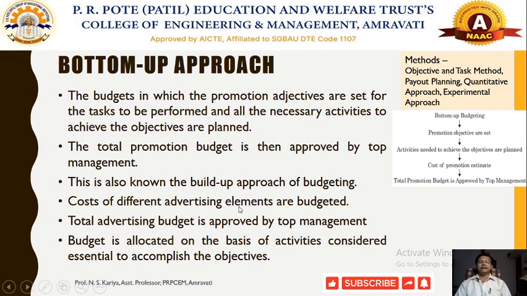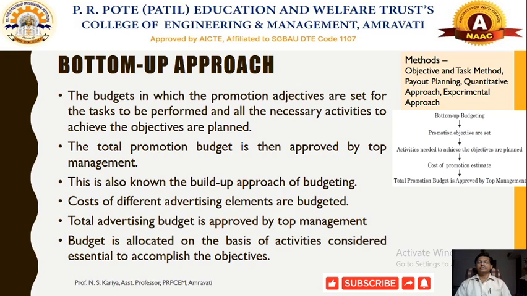Cost of different advertising elements are budgeted. So, taking into account the various forms and elements of advertisement, do we require some form of creatives here, do we require some advertising agencies or any other third party research data with which we can formulate our new advertisement campaign? Depending on that, the company will find out whether they need to increase the advertising budget or not. So the total budget has been approved by the top management.